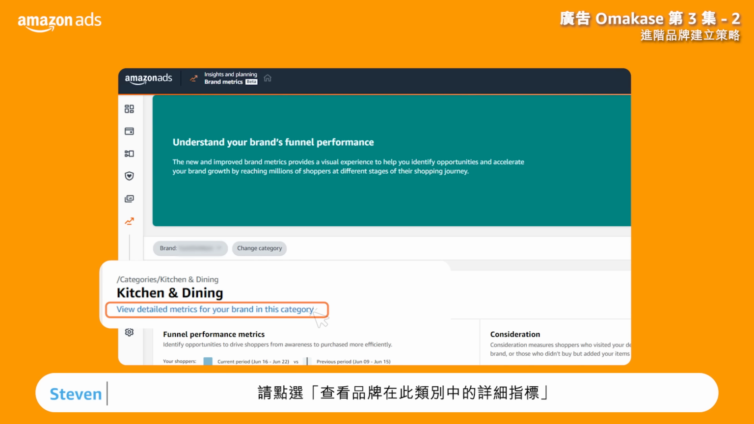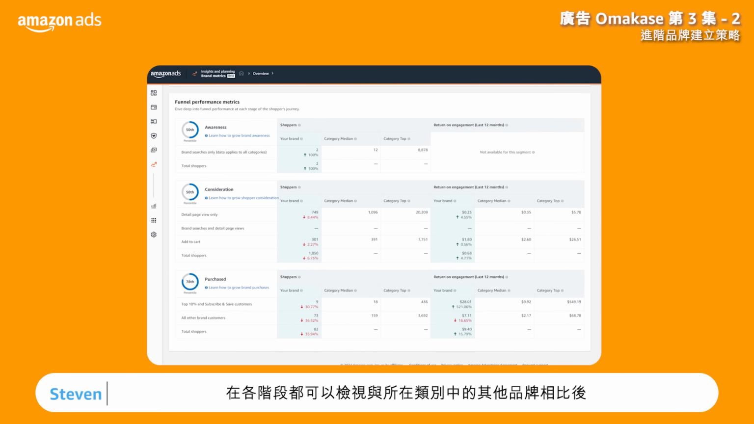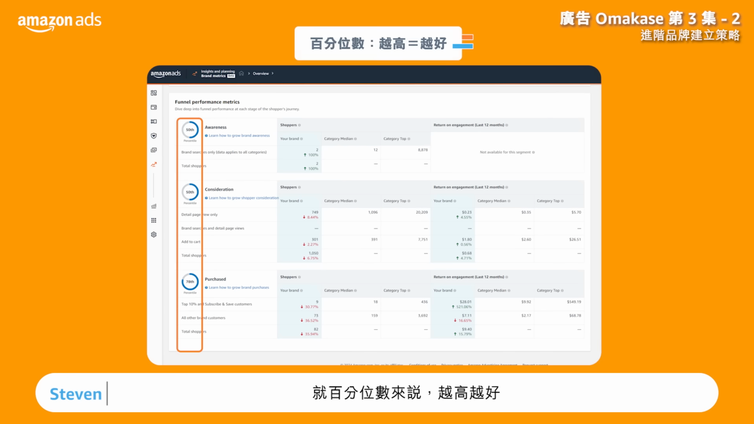So now let's look into the specifics a bit more. Please click View Detailed Metrics for your brand in this category. On each phase, you will see your percentile rank versus the other brands in your category and the specific engagement criteria. So for percentile, the higher the better. If it's quite low, that's where you might have to tackle and focus.